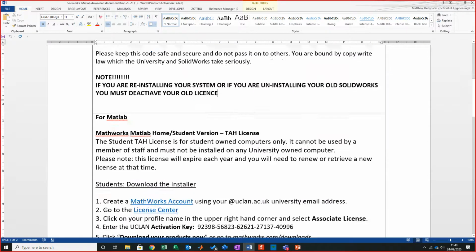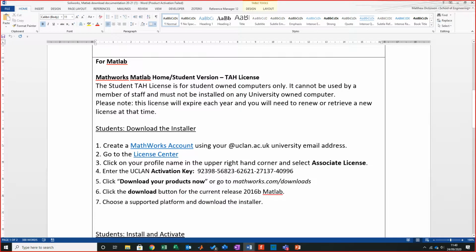Right, when it comes to MATLAB, follow the account, the licensing center, and then go to the account and take a look at the download process. So if I go to my account, any minute now.